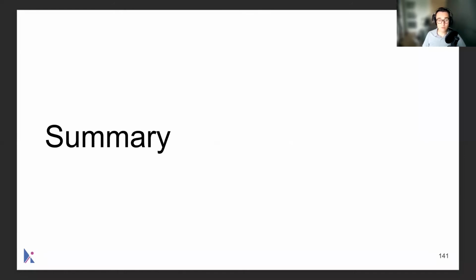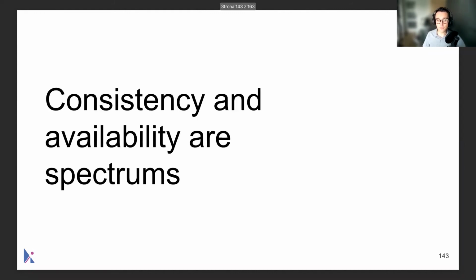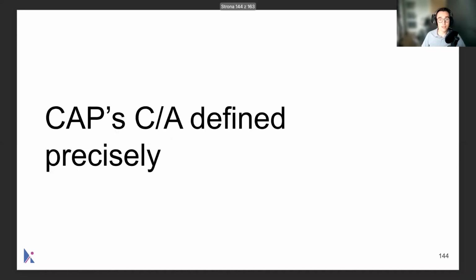And that's how we've jumped to the end of my presentation. Now let's do a quick summary of the most important points. So first of all, the CAP theorem is not going to retire. It has been with us for more than 20 years already, and it will be for the next 20 or even more. Another thing that I mentioned is that consistency and availability are spectrums, so those are not just binary properties. You cannot simply be consistent or inconsistent, but in terms of the CAP theorem, both of them have been defined really precisely. So it's more binary than that.